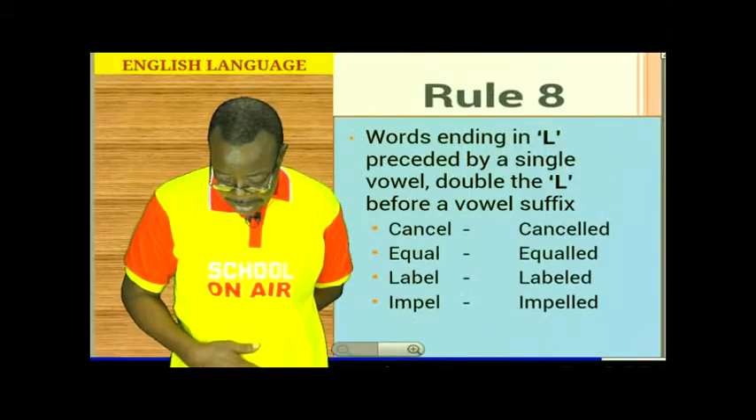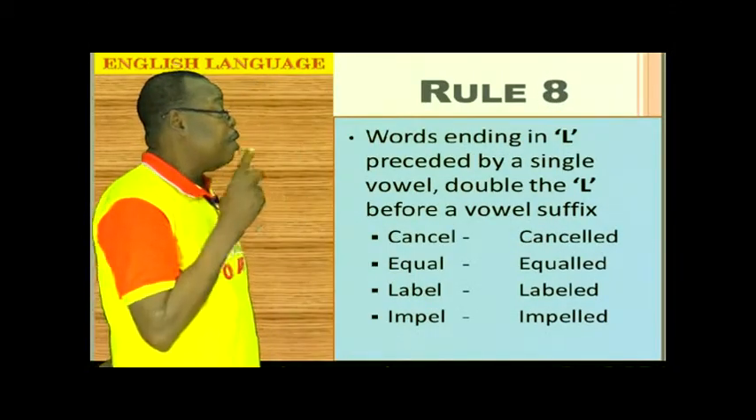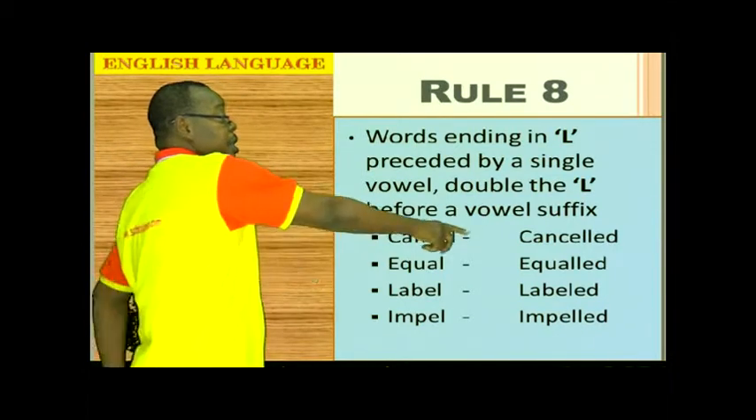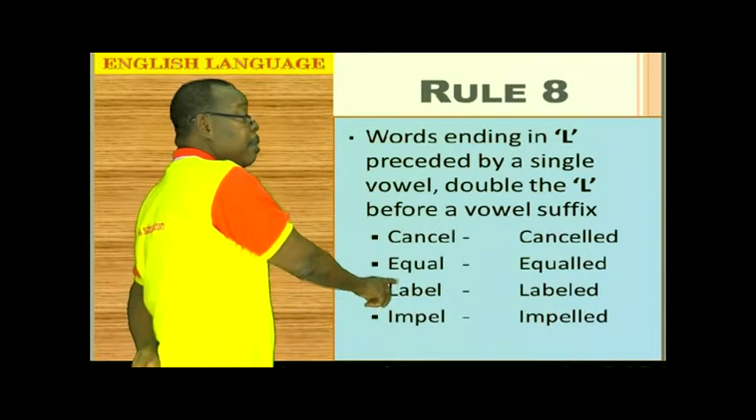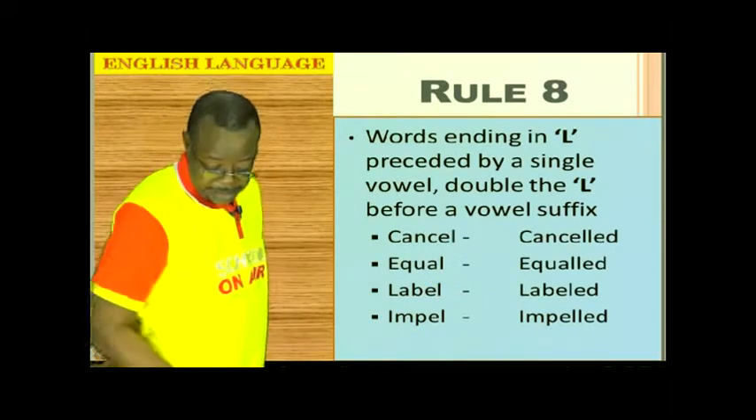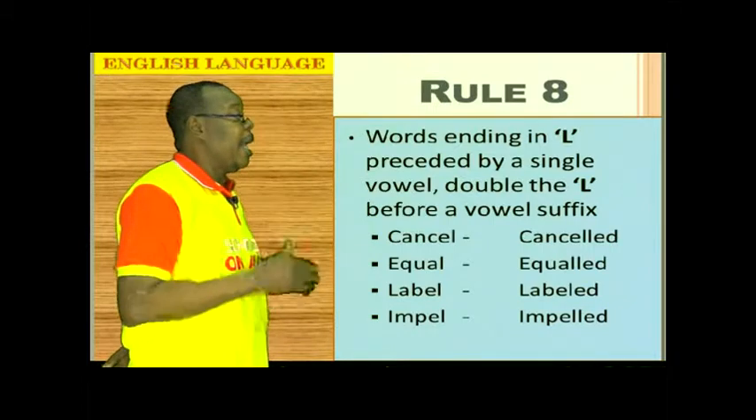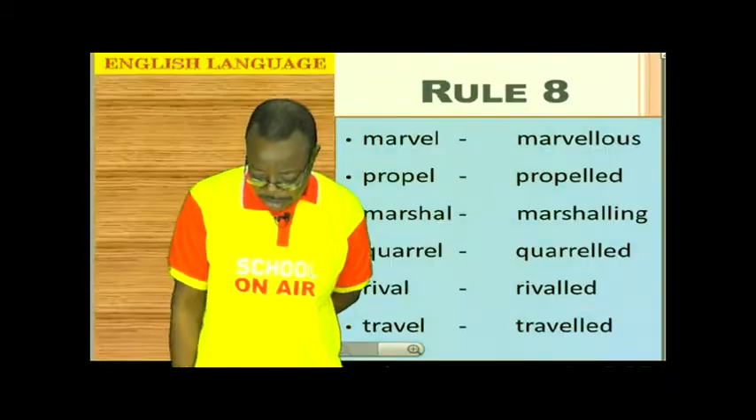Okay? Now, look at this. When you have a single L, you now double it. You have cancel, LL, cancelled. Okay? You have equalled. You have labelled. And then you have impaired. LL, LL, LL. These are simple rules which I want you to take.